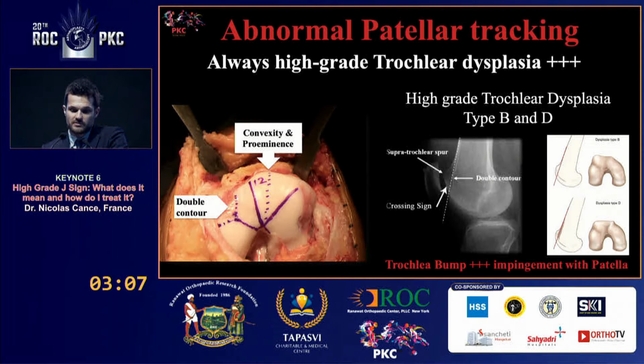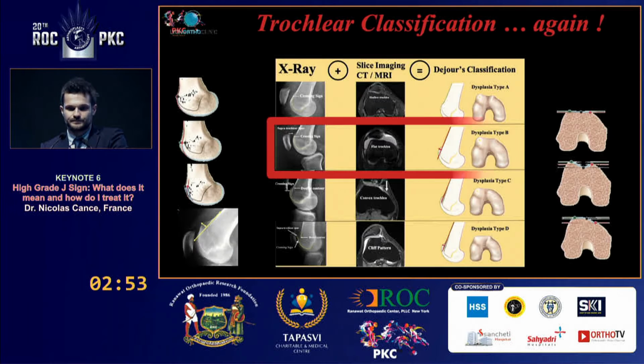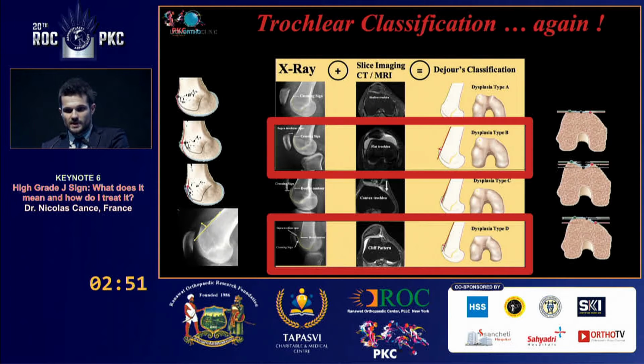Here you get a high-grade trochlear dysplasia, which is type D of the Dejour classification. If you look at the X-ray, you will find every pillar of the trochlear dysplasia, and you can easily imagine that the trochlear bump will impinge with the patella. So, if we go back to your classification, you are in type B and D, and you will find the supratrochlear spur, meaning you are in high-grade trochlear dysplasia.